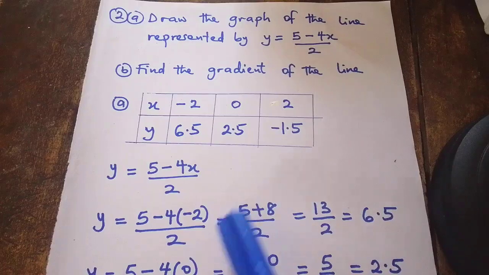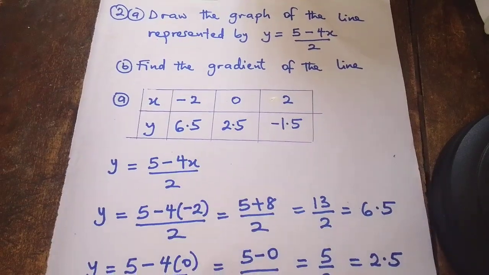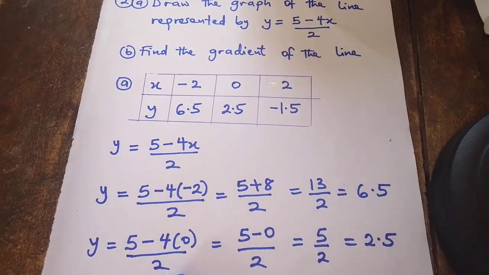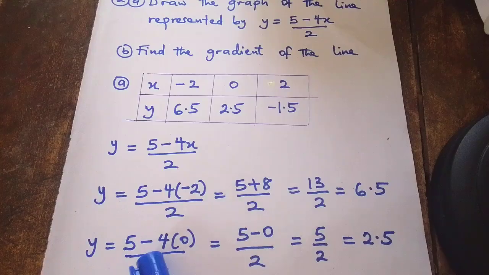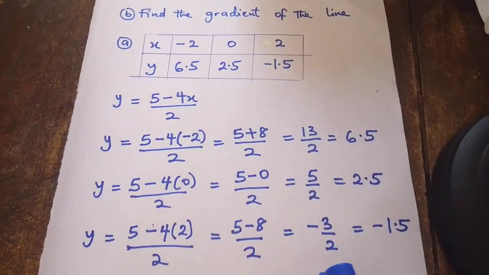Then when x is 0, I'm going to substitute into the same equation. So we have 5 minus 4 times 0 over 2. 4 times 0 is 0 over 2. 5 minus 0 is 5 over 2. 5 divided by 2 is 2.5.